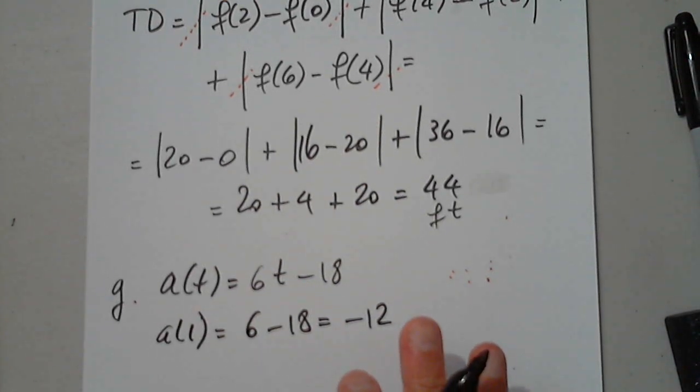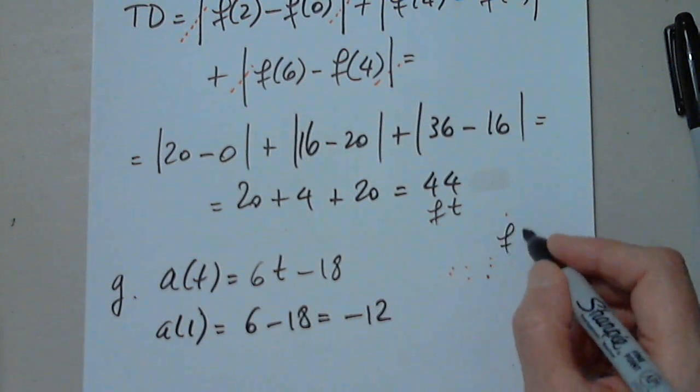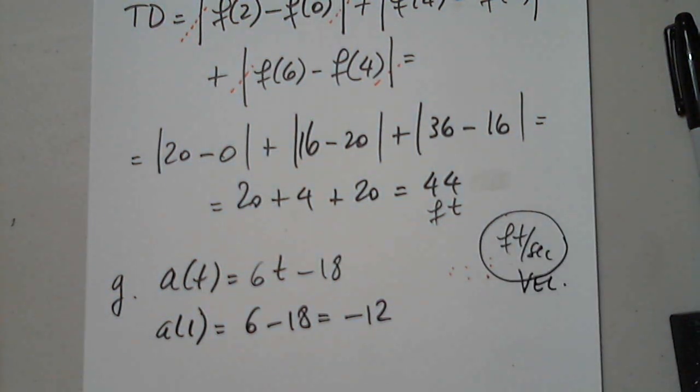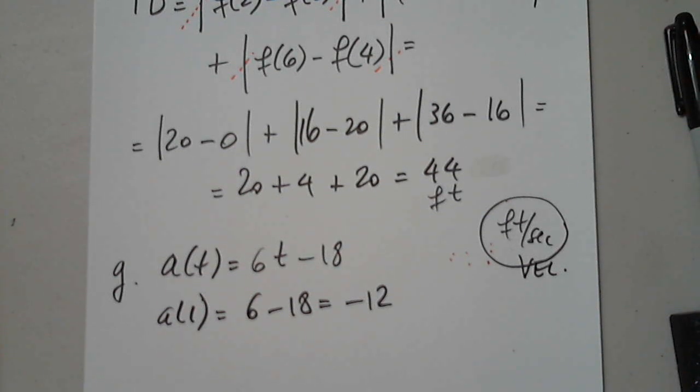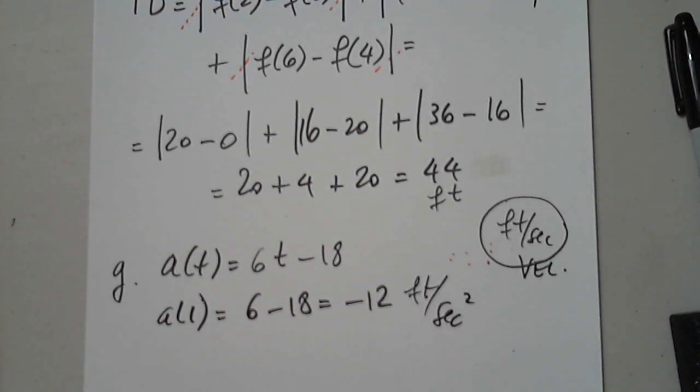Again, this means direction. No negative acceleration. But what is the measurement unit? And you can no longer say feet per second because this is already taken by velocity. It cannot be the same measurement unit. Feet per second squared. Excellent. Indeed, feet per second squared. Awesome. Okay, and now let's go back.